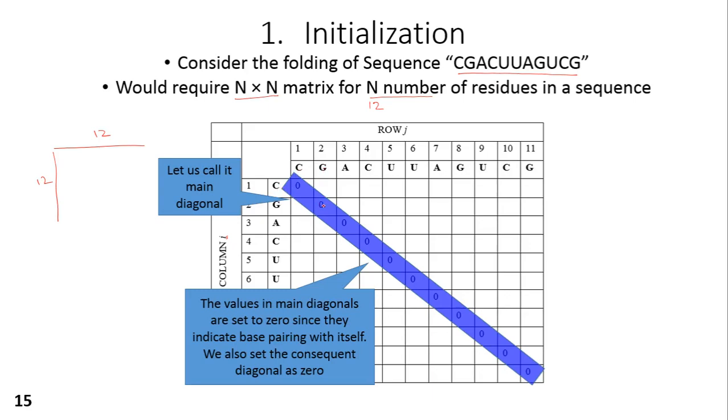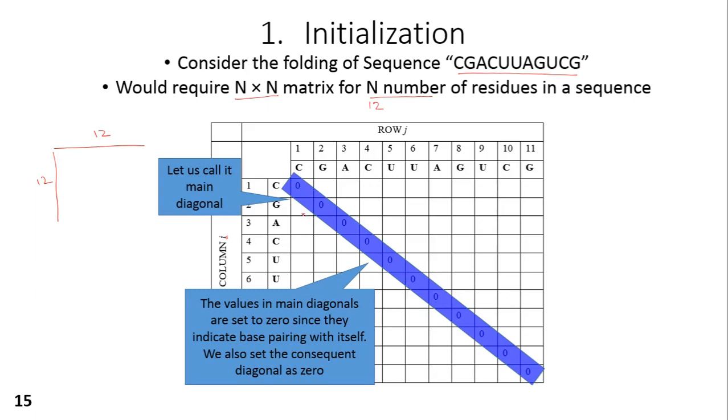This box corresponds to G base paired with itself. This box corresponds to this A base paired with itself. Okay, so if this is the case, we don't have to include that in our calculation. Therefore, we have set the values of such boxes in your S matrix as 0.